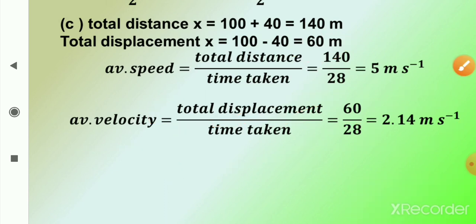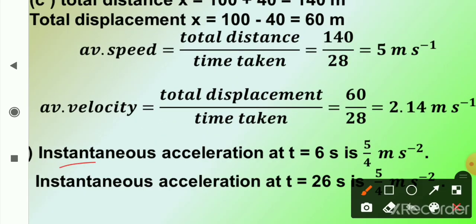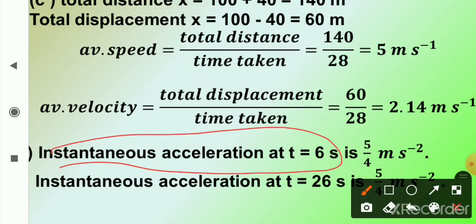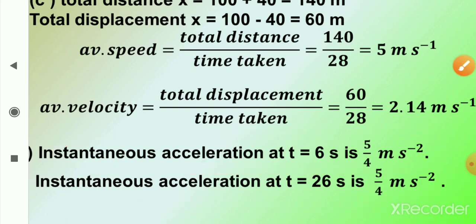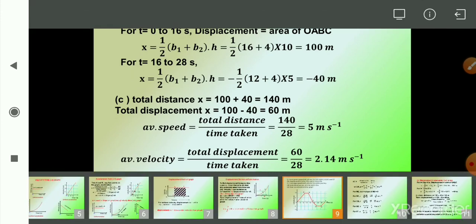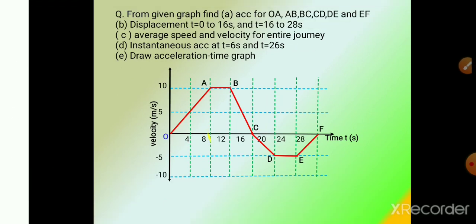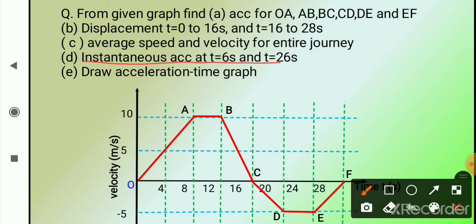And the next part is to find instantaneous acceleration at t is equal to 6 second and t is equal to 26 second. Now, this t is equal to 6 second is part of uniform acceleration. So, it will be same. Similarly, for t is equal to 26 seconds, let us have a look at the graph once again. See, here the question is instantaneous acceleration at t is equal to 6 second and t is equal to 26 second.